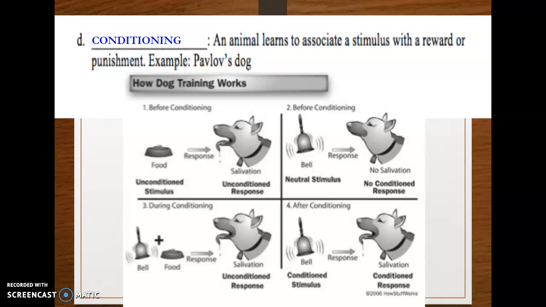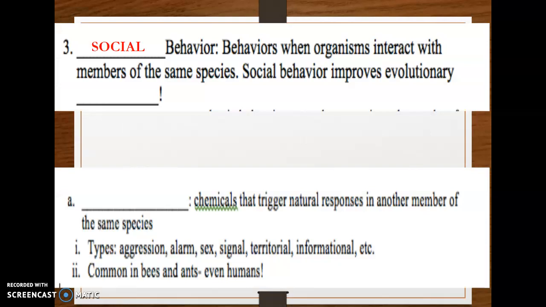And you can also do this with a punishment. And last but not least, let's explore social behaviors. Social, think about society. These are behaviors that organisms use to interact with members of the same species that they learn. Social behavior is also going to improve our evolutionary fitness.